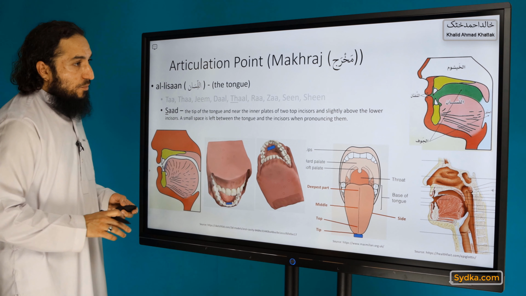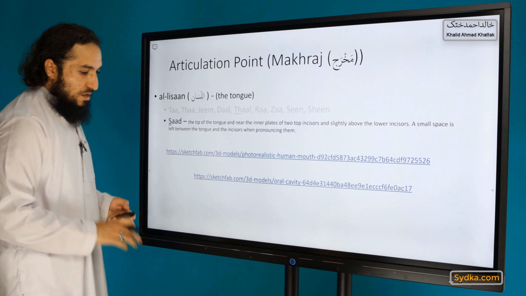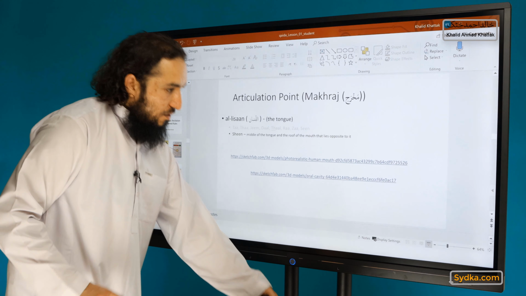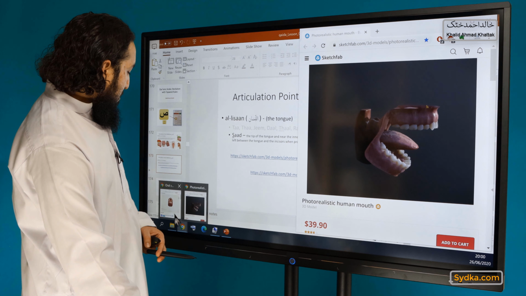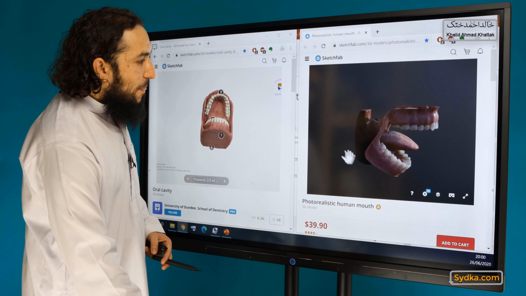Let me go to the 3D model and see if we can show you better. Graphical representation.